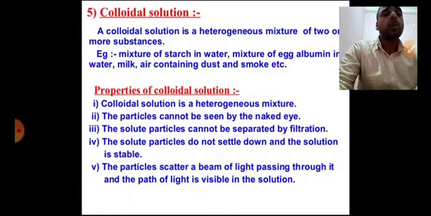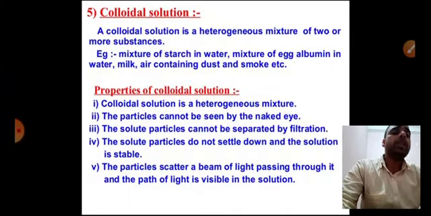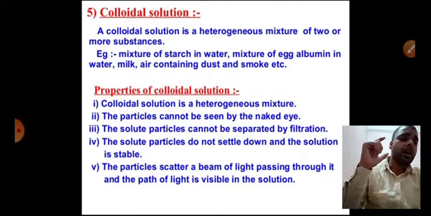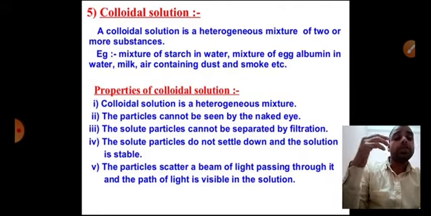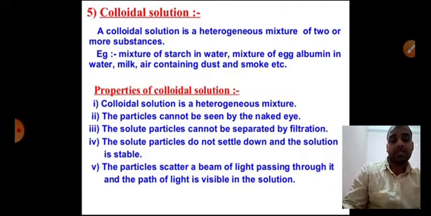Now the next one, colloidal solution. A colloidal solution is a heterogeneous mixture of two or more substances. A mixture of starch in water or egg albumin in water are colloidal solutions. A colloidal solution is a type of heterogeneous mixture, and the particles cannot be seen by the naked eye. The particles are heterogeneous, but their size is not that large, so we cannot see them with our naked eyes.